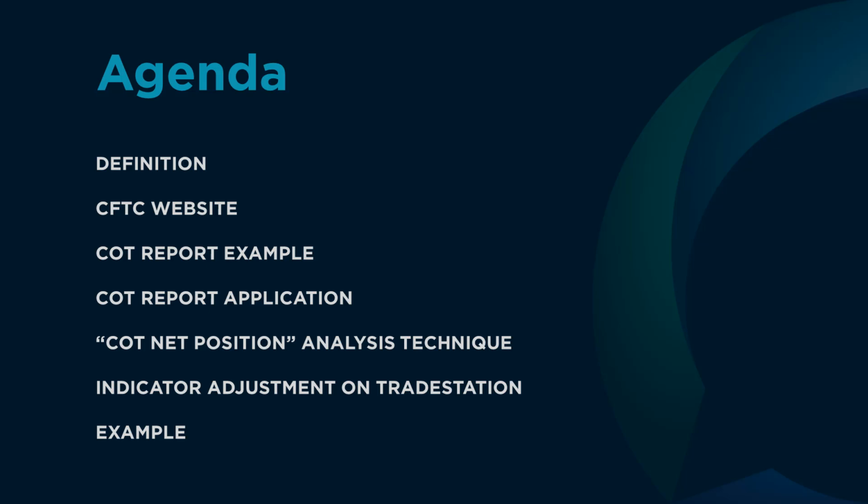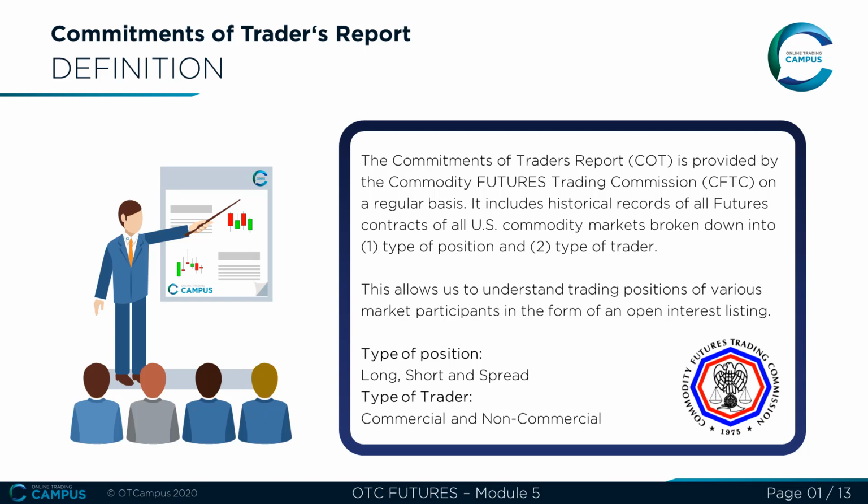Let us begin. The Commitments of Traders Report, abbreviated COT, is provided by the Commodity Futures Trading Commission. This is the agency that governs and regulates futures and options trading in the US market. It contains historical records of futures contracts traded on US exchanges, and it is broken down by position type, either a long position, a short position, or a spread position. The report is also broken down by trader type, whether it's a commercial trader or non-commercial trader. We will talk in a bit more detail about these 2 different trader types in a bit.